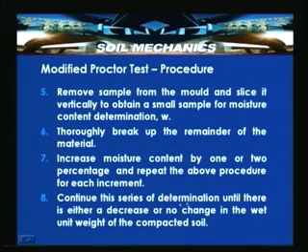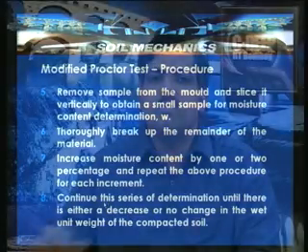Continue this series of determinations until there is either a decrease or no change in the wet unit weight of the compacted soil mass. Generally, a decrease in the wet unit weight of the soil mass occurs because the water starts entering in between the solid grains. As the unit weight of water is much less compared to the unit weight of the solids, the dry density falls on the right side of the optimum moisture content.